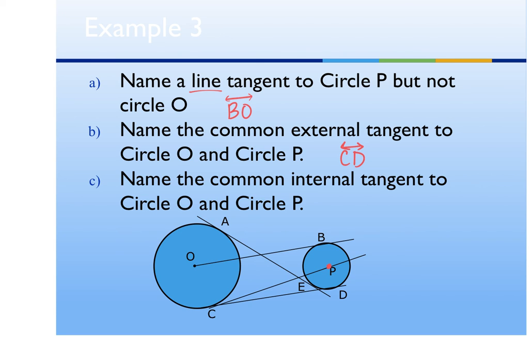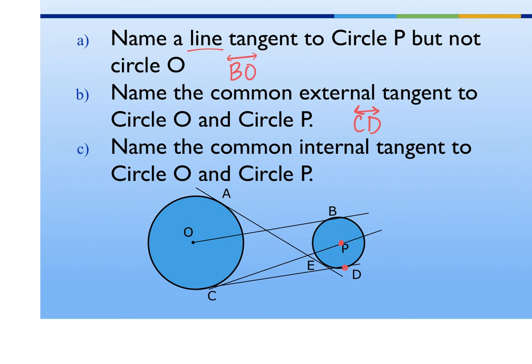Because remember, tangents are always lines unless they're specified as a tangent segment. Cool? Okay. Do you see how D is a tangent point and C is a tangent point? It's external. How do you know it's an external tangent, guys? It's on the outside. If you were to draw a line between your two centers, did our line cross it? No, so it's external, okay? And then name the common internal tangent to O and P. Stephanie? Line A. Not D, though. E. Very good. Questions?